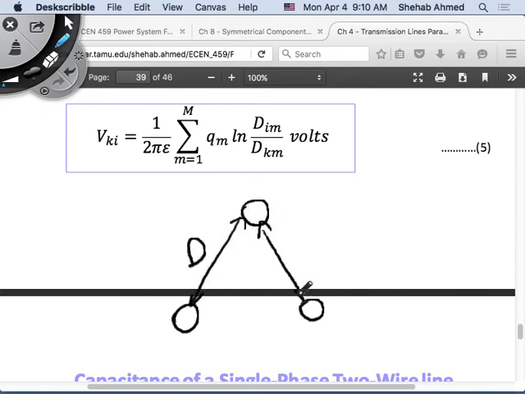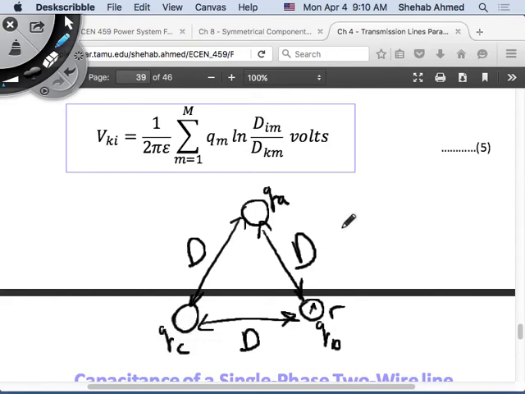Assume that the distance between the conductors is d, and the radius of the conductors is r. This is phase A, QA, QB, QC. What do I know about 3-phase systems? I know that IA plus IB plus IC is equal to 0. Same thing, QA plus QB plus QC is equal to 0. That also means that QC is equal to minus (QA plus QB). This will help you solve it.